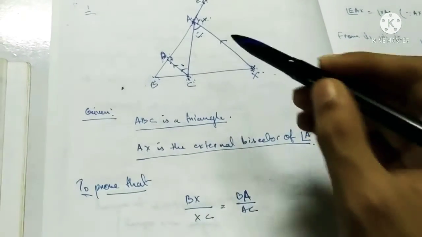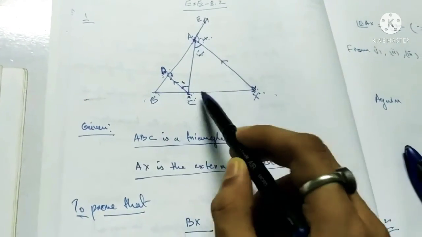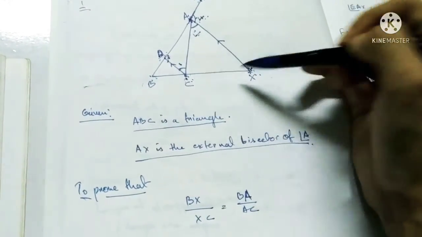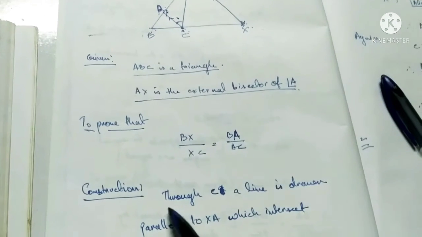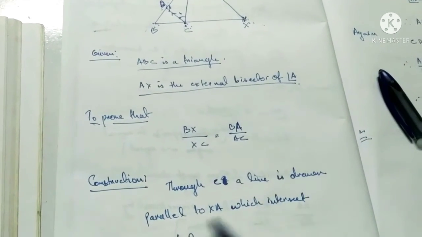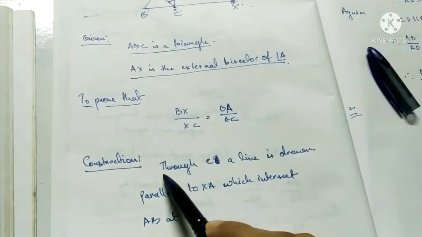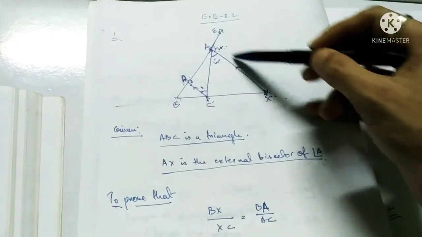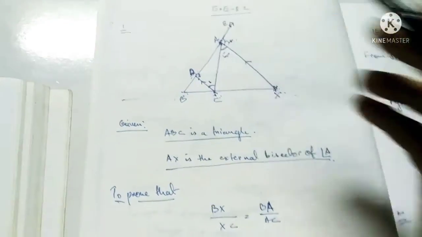To prove: BX by CX is equal to AB by AC. That is what I have to prove here. So I will do the construction. Through C, a line is drawn parallel to XA or AX which intersects AB at D.